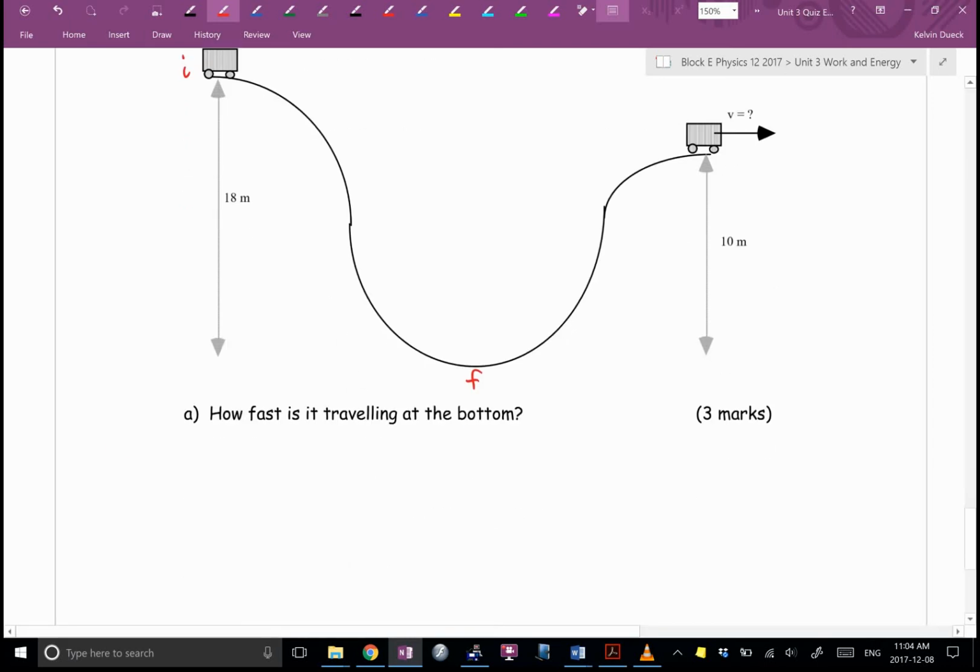So it's going to be kinetic initial plus potential initial equals kinetic final plus potential final. And the only thing that canceled here was that bad boy.